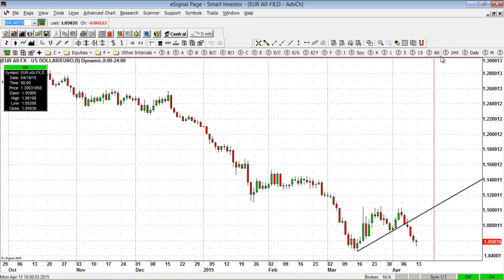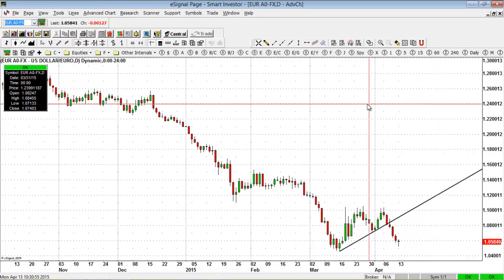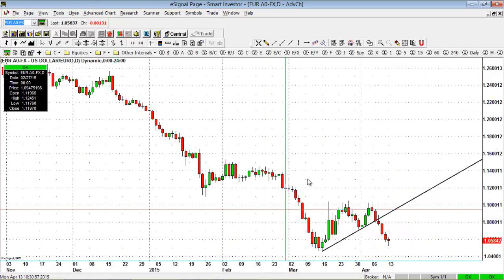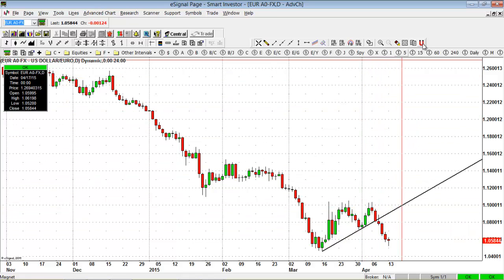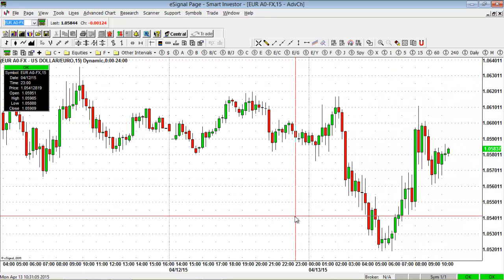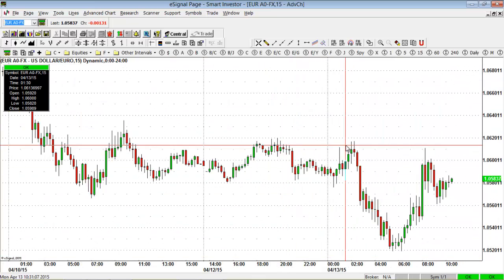Now, in front of me, I have the daily chart of the euro versus the US dollar, and on the day so far, we have formed a slight doji. Going down to the 15-minute chart, we see that the market dipped down. Market opened up on Sunday, dipped down from roughly 106.20 to 105.20, 100 pips, and is coming back up.